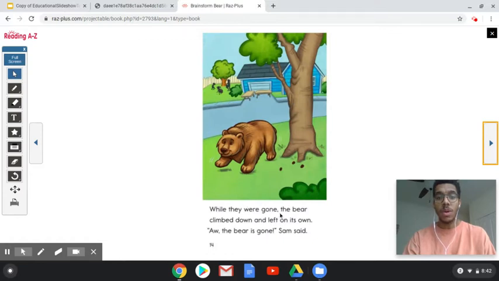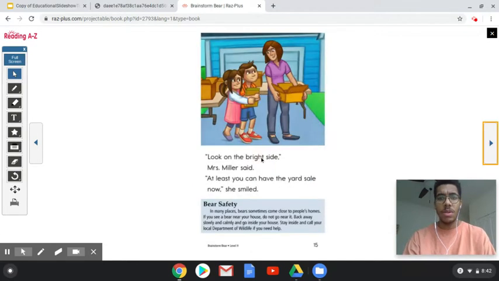While they were gone, the bear climbed down and left on its own. "Aw, the bear is gone," Sam said. So Sam sounds like he's a little bit sad about this. "Look on the bright side," Miss Miller said. "At least you can have the yard sale now," she smiled. So Sam was maybe a little bit disappointed that the bear left the tree.